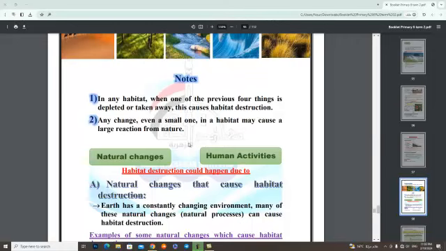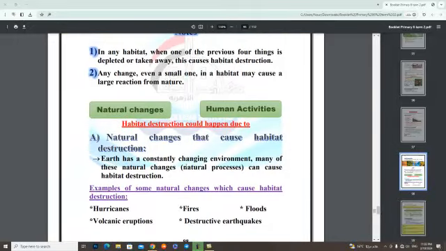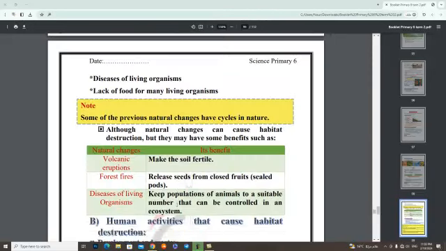We have 2 categories: natural changes and human activities. Habitat destruction could happen due to natural changes. Earth has a constantly changing environment. Many of these natural changes can cause habitat destruction. Examples of some natural changes which cause habitat destruction are hurricanes, fires, floods, volcanic eruptions, and destructive earthquakes.